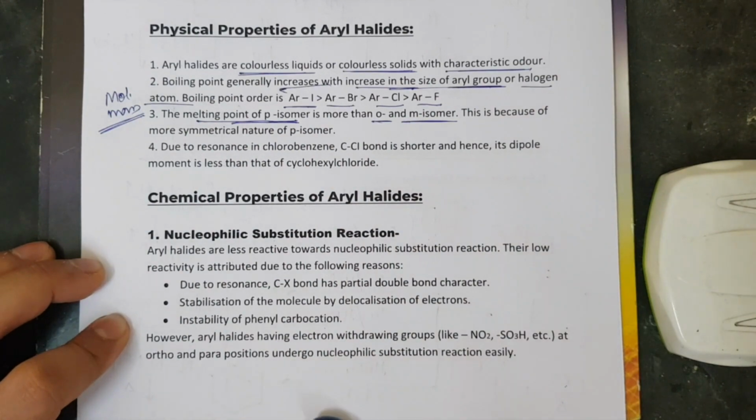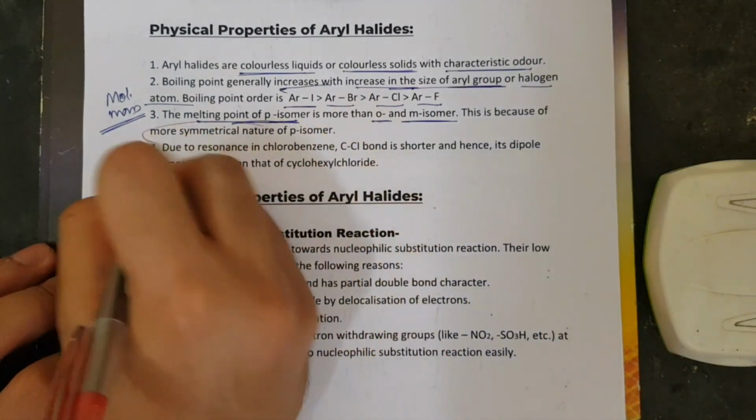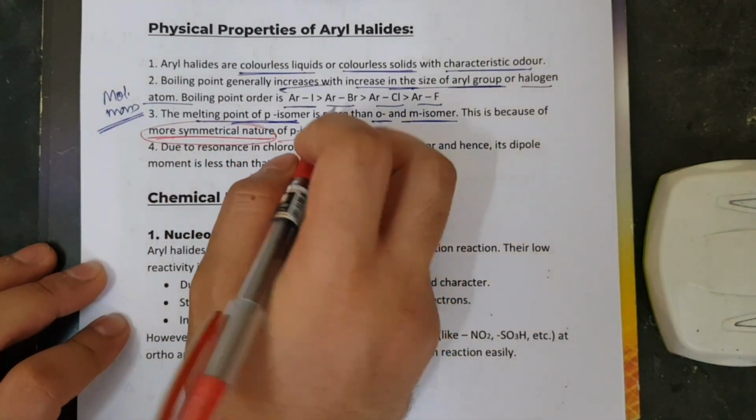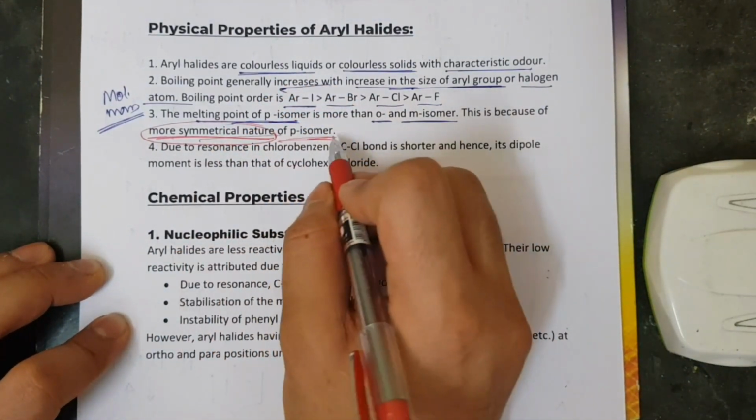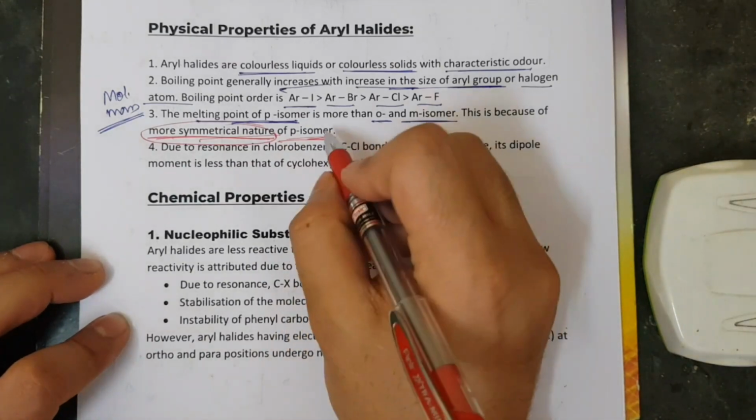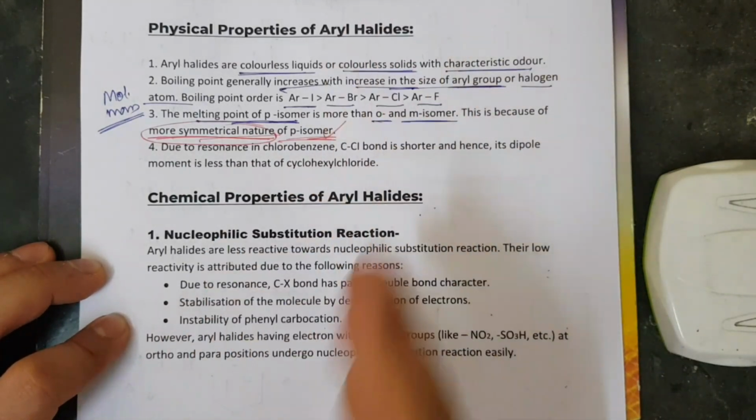Why? Because very simple, it has been taught to you in GOC also, due to the more symmetrical nature. So melting point depends on the symmetrical structures. The more the symmetry, the more the melting point. So that is why that would be greater for the para isomer because that is symmetric.